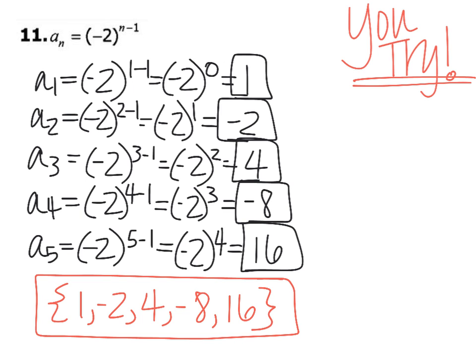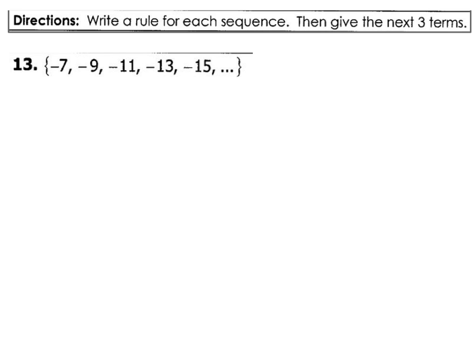Remember, when the parentheses are around the whole thing, that means we're raising the entire negative number, negative integer, to that exponent. We don't just say 2 to the 4th power, then add the negative. That is what we would do if it was just negative 2 to the 4th power: first do 2 to the 4th power, which is 16, then add the negative. But because there are parentheses around the whole thing, we do negative 2 to the 4th power. All right, if you have any questions on this, please raise your hand, call me over. Otherwise, let's move on. All right, now problem number 13.